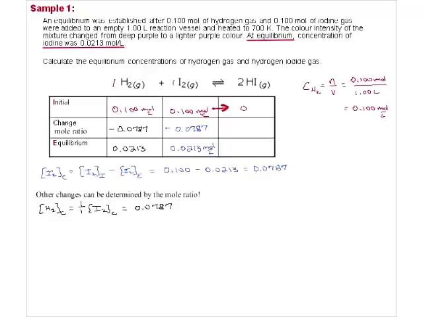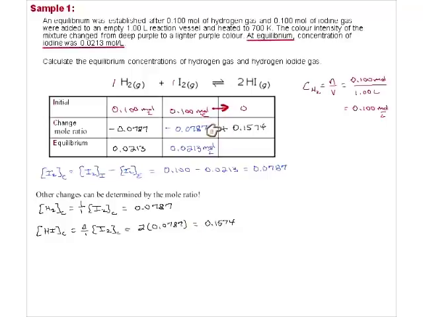Now we should also be able to find the change of hydrogen iodide based on this value as well, because for every 1 iodine, this guy is going to go up by 2. It's going to be twice as much. So the change in hydrogen iodide is going to be a 2-to-1 ratio, required over given, 2 to 1 times the iodine change. So it's going to be 2 times 0.0787, which equals 0.1574. There we go.